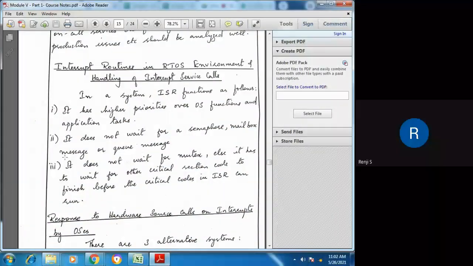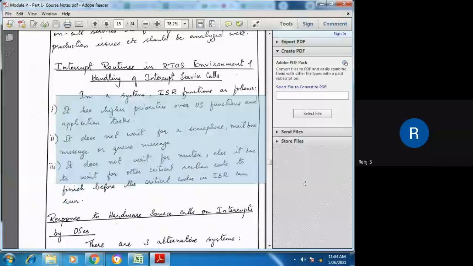Then third, it does not wait for mutex. We have studied mutual exclusion. It does not wait for mutex, else it would have to wait for other critical section code to finish. It cannot wait for any critical section code to finish because it has higher priority, and this ISR should run first if it arrives. So these are the three points that should be considered in RTOS while servicing interrupt service routines.